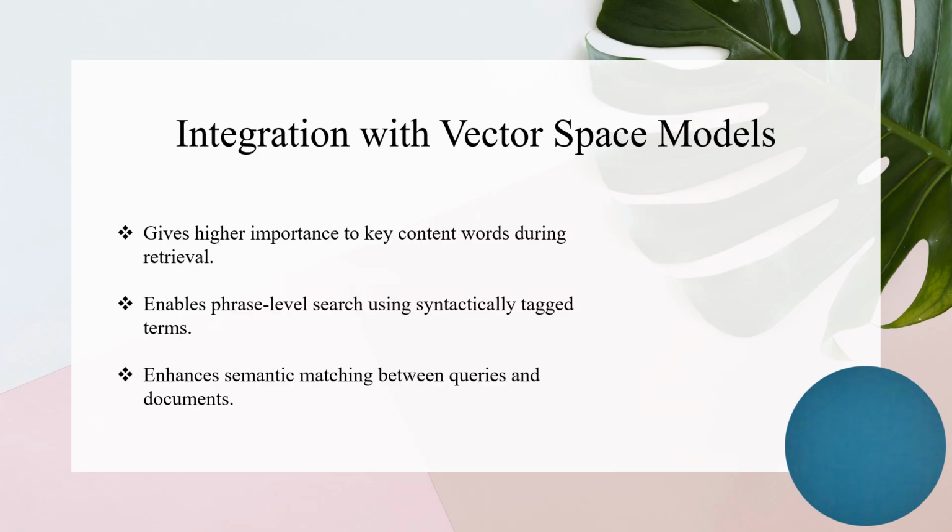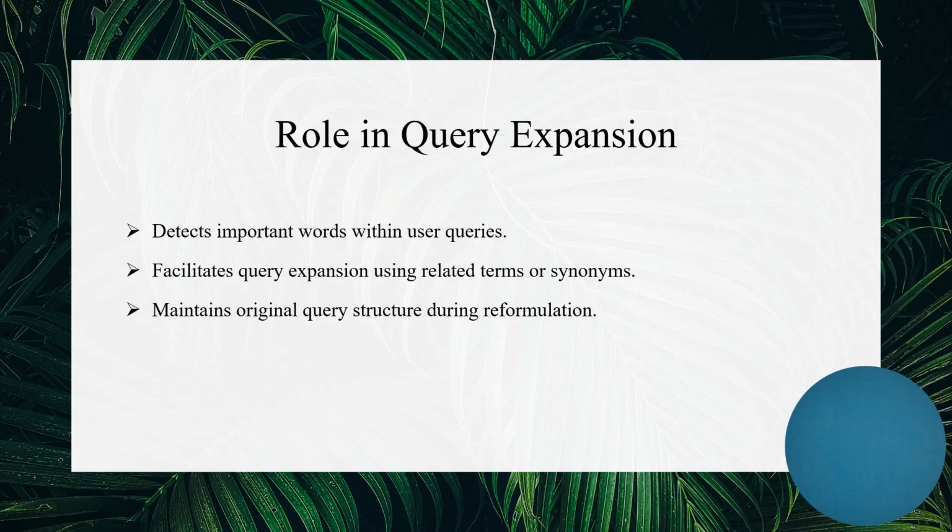For instance, nouns and verbs typically carry more semantic weight than articles or conjunctions, and can be given higher weight in the vector representation. POS tagged phrases can be indexed as multiword terms, because we do that to support phrase based retrieval. And the next one is role in query expansion.